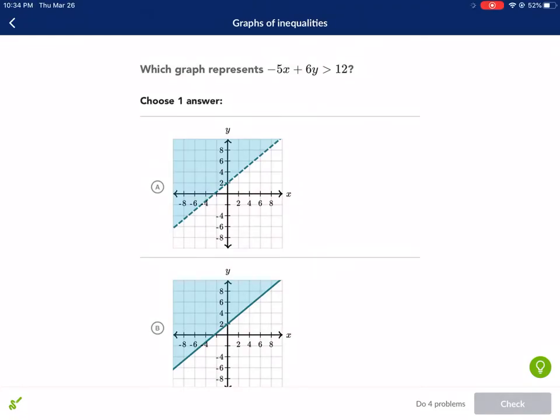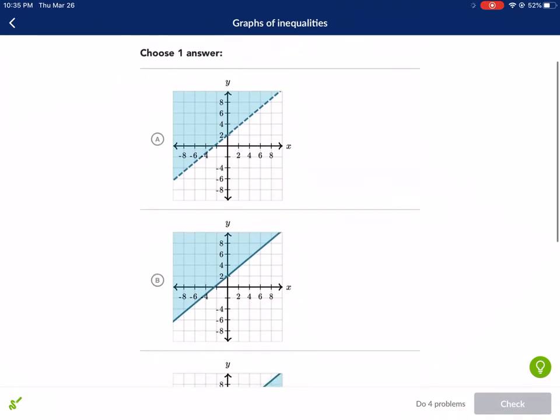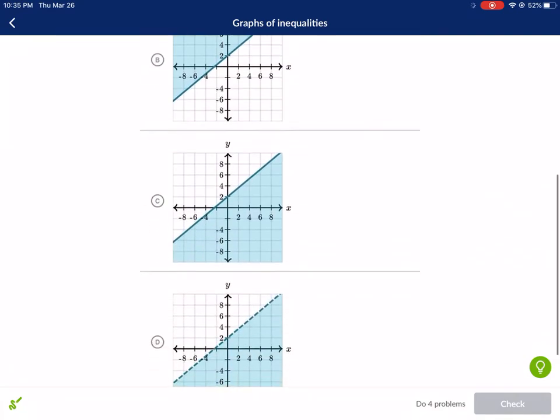Welcome back, algebra students. We're going to continue with chapter 6, where we talked about linear inequalities. This is a Khan Academy exercise called Graphs of Inequalities. The prompt asks, which graph represents negative 5x plus 6y is greater than 12? And it gives us 4 options to choose from.